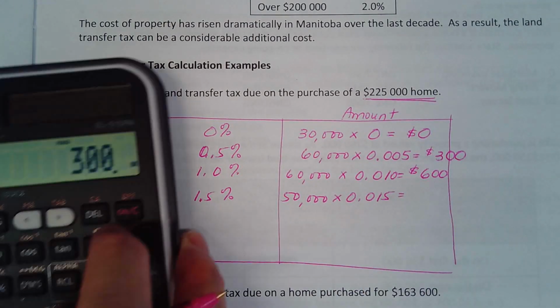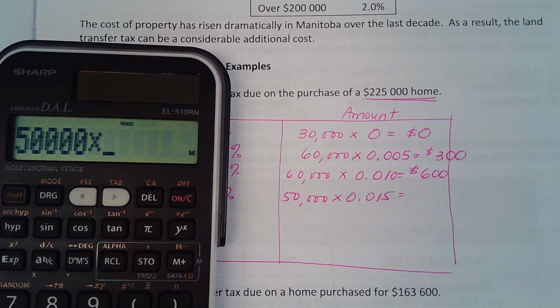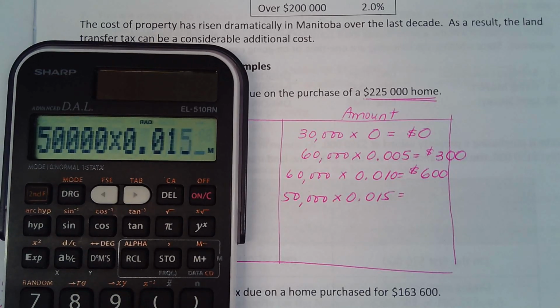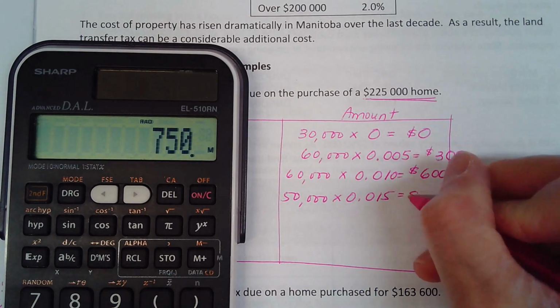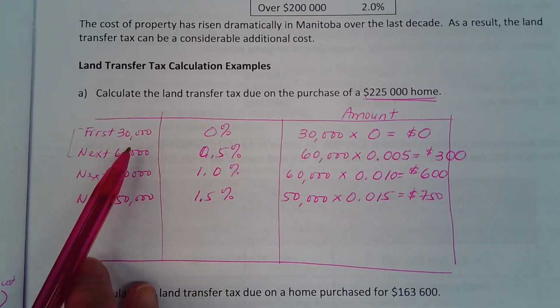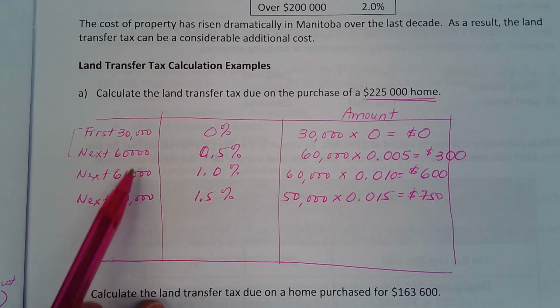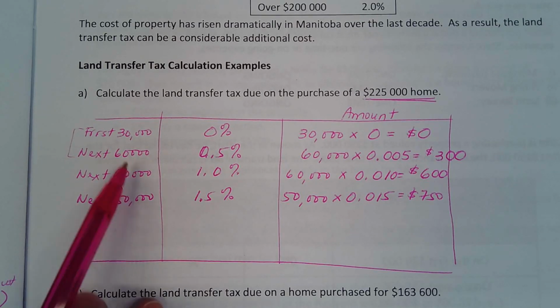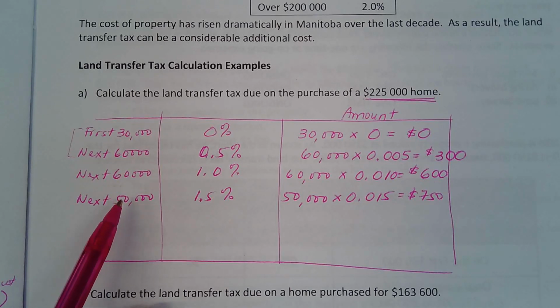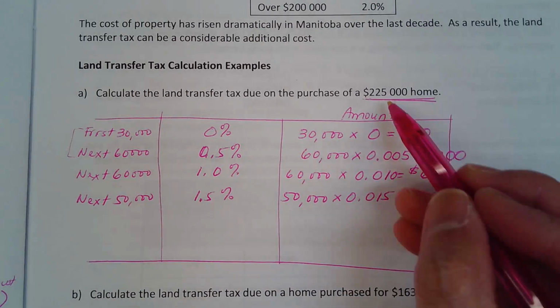So how much is that one? 50,000 times 0.015 is 750. Okay, so what's our running total now? 30 plus 60 is 90, plus another 60 is 150, plus another 50, it's 200. So how much more do I need? I need to go to 225.